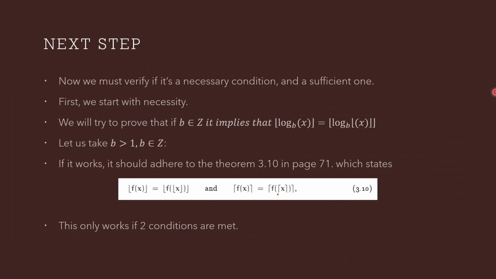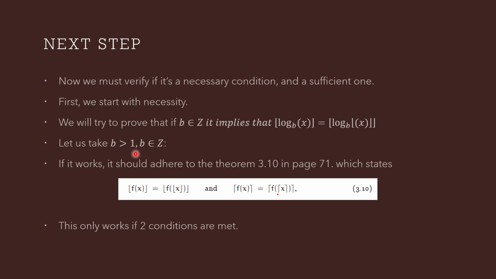So the next step would be to verify if it's a necessary condition and a sufficient one. First, we start with necessity. We will try to prove that if b is an integer, and this is what this symbol means, it implies that the floor of log base b of x is equal to the floor of log base b of floor x. So we will take that b is bigger than 1 and b is an integer.